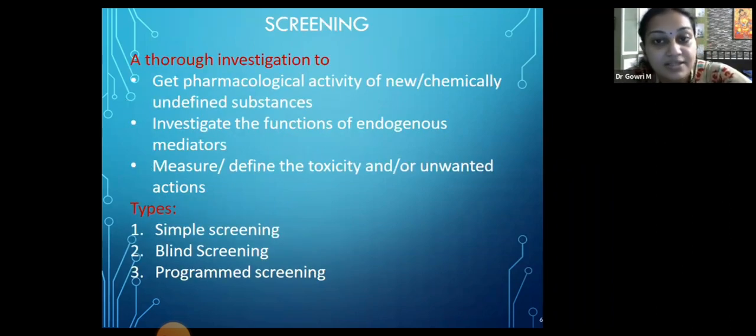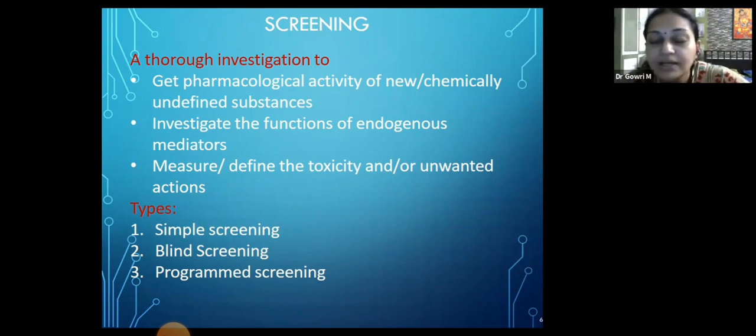Next, we'll see what screening is. Screening is a thorough investigation to get the pharmacological activity of a new or a chemically undefined substance, to investigate the functions of the endogenous mediators, and to measure or define the toxicity of the unwanted actions. So by screening, what are the points that we would be covering? We have to know the pharmacological activity of it, it can be a new drug or a chemically undefined substance.